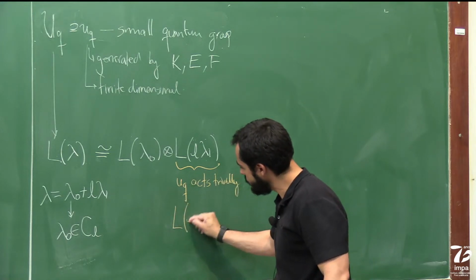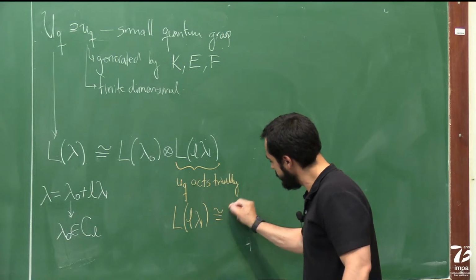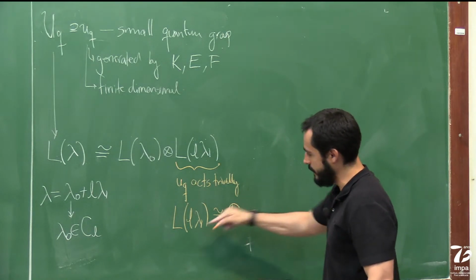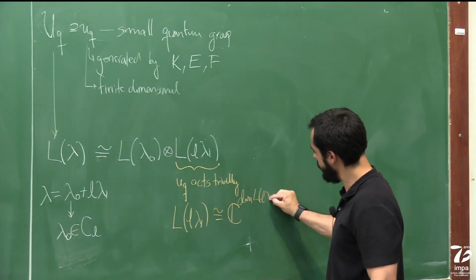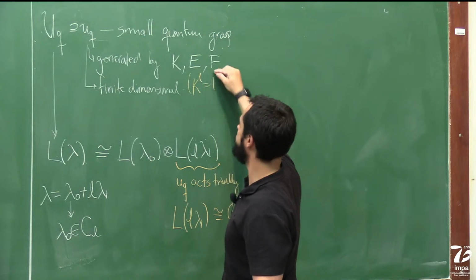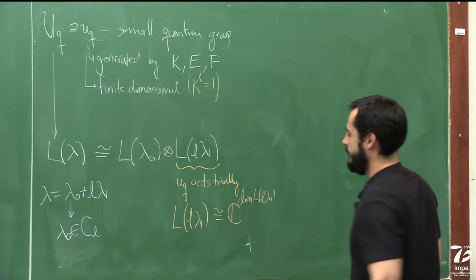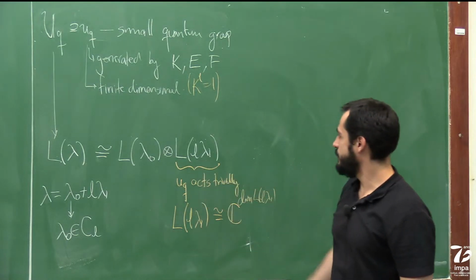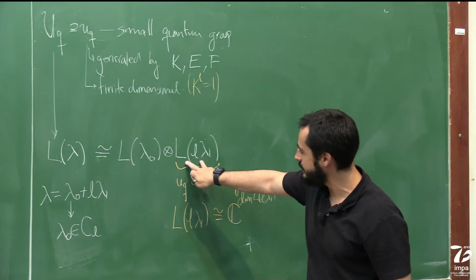Moreover, for the small quantum group, this guy is just isomorphic to C to the dimension of this L. This is because, for example, in the small quantum group, I have this relation: k to the L is equal to 1. In the big quantum group, it's k to the 2L is equal to 1. But it is possible to show this: the small quantum group acts in a trivial way on this part.